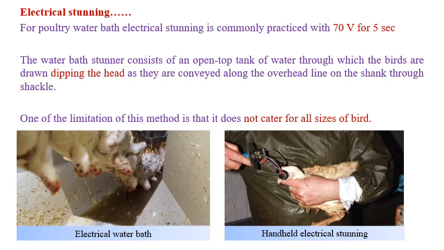One of the limitations of this method is that it does not cater for all sizes of bird. When the birds are bigger or smaller, there is a problem because the water bath height is fixed with the conveyor. Now if the birds are bigger, then it is still okay, but if the birds are smaller, then it will not touch the water and it won't get properly stunned. That's the only limitation for this method.